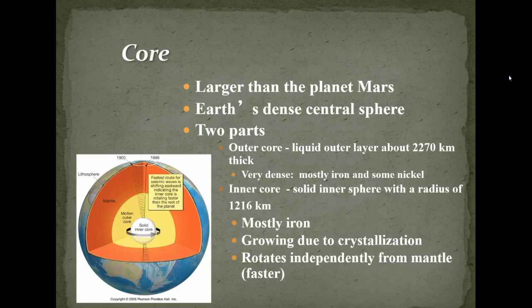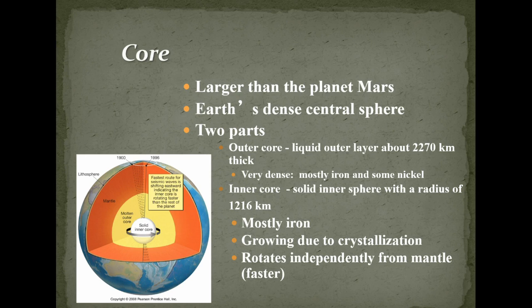And then finally you have the core. The core is pretty big. It's like the size of Mars. This picture is not good to scale. But there are two parts of the core, the inner core and the outer core. The outer core is a more liquid core, and the inner core is solid.